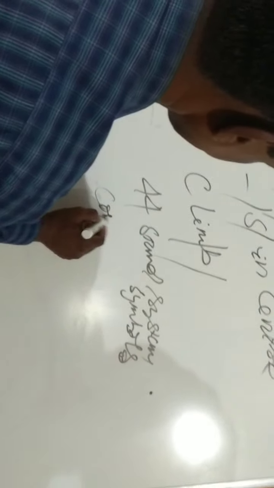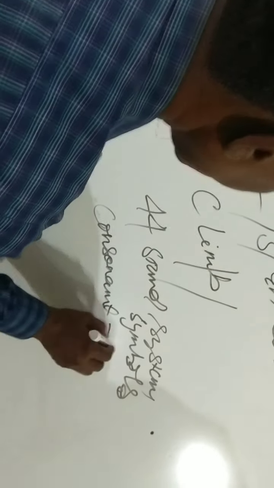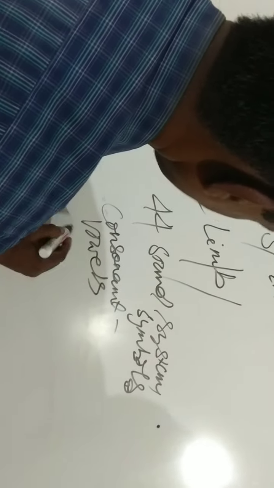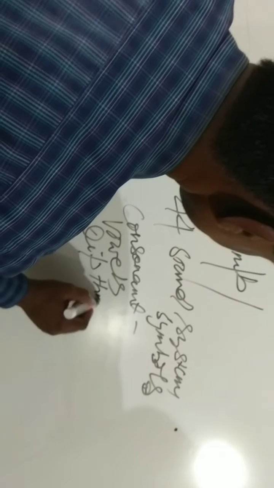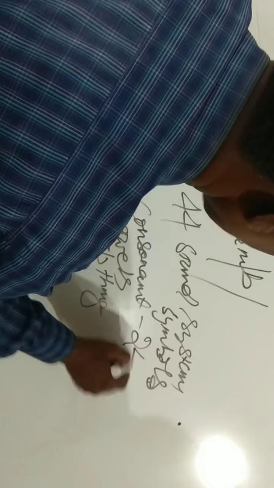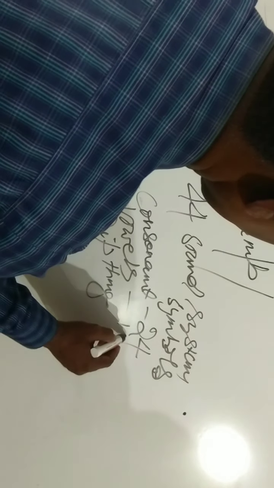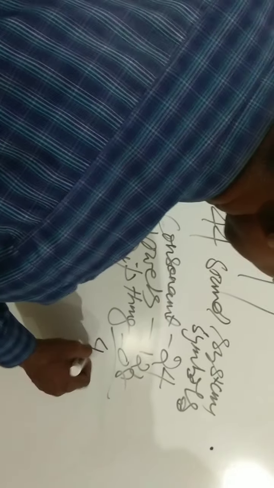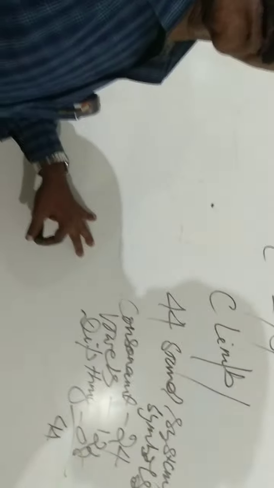One is consonants, the other is vowels, and the other is diphthongs. Of these, 24 are consonants, 12 are vowels and 8 are diphthongs. So as a whole it becomes 44 sounds. Now we can subdivide these consonants, vowels and diphthongs.